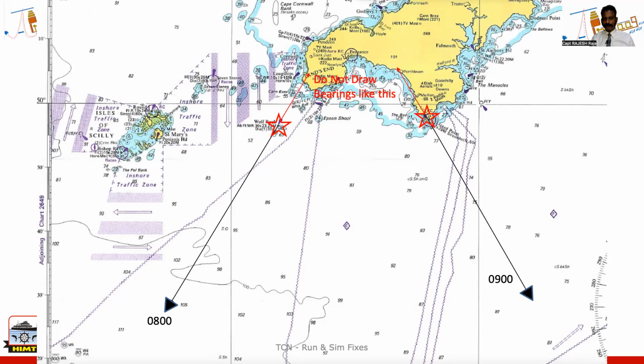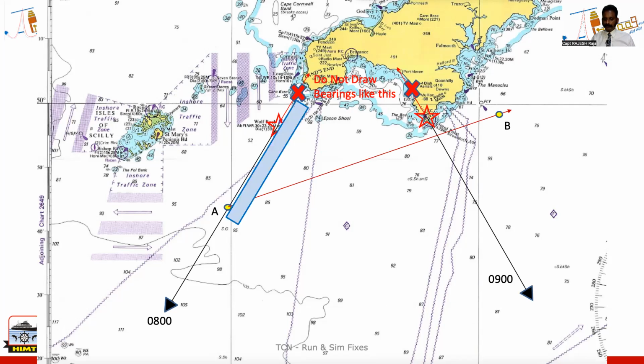Please do not draw this. Again, word of caution. I take an assumed point, let us say Alpha. I'm going to draw my CTS, mark 12 miles, that will be Bravo.